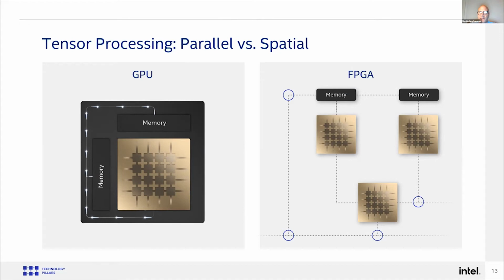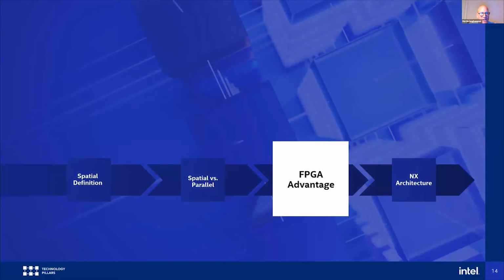With the FPGA, we can arrange tensor cores however we want. We can cascade them together, or we can cascade groups of them together. We can source and sink from any place. In fact, we can write to multiple different locations at the same time, which is quite a unique thing. We'll have a look at a couple of things that the FPGA can do well, and then we'll look at the NX architecture.